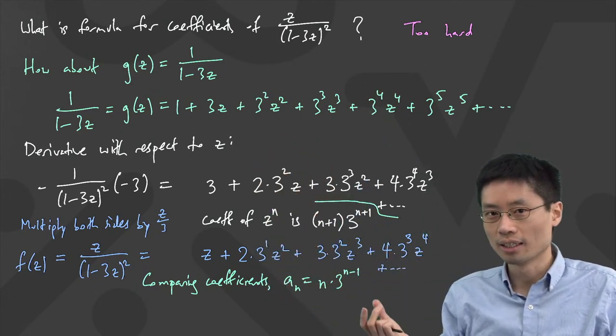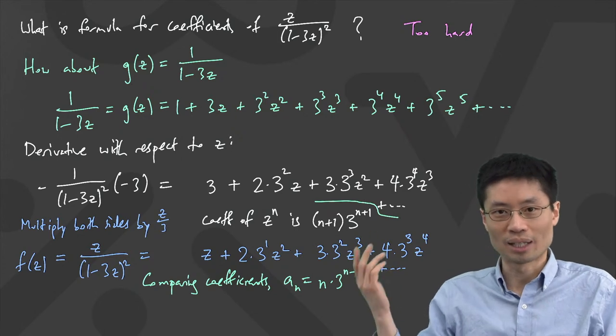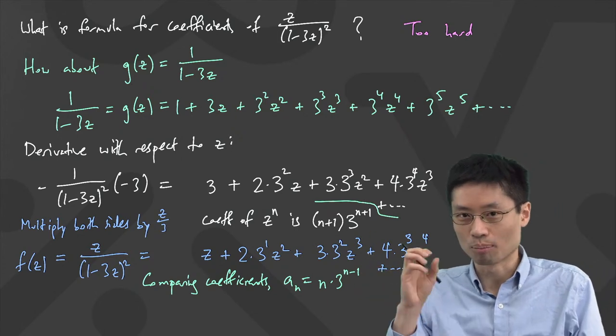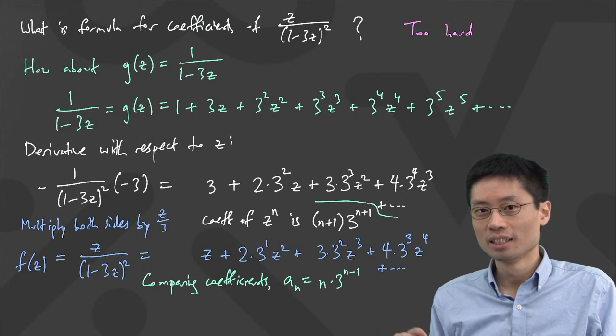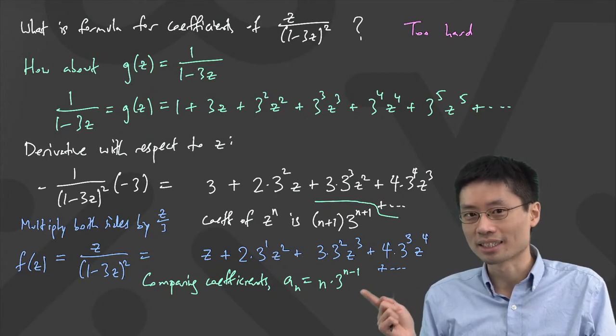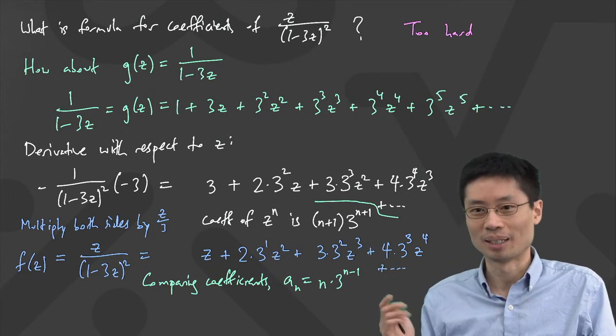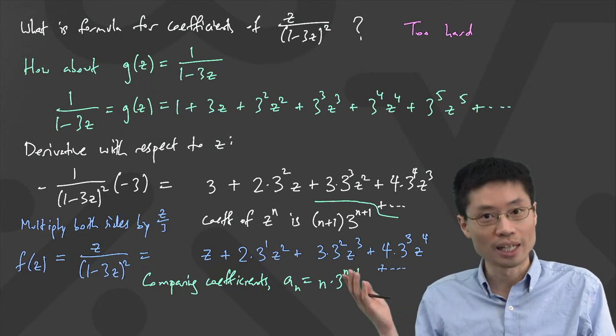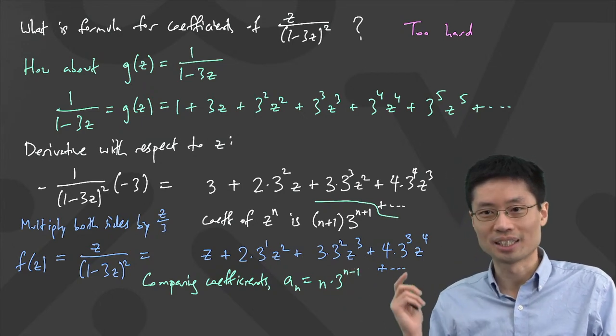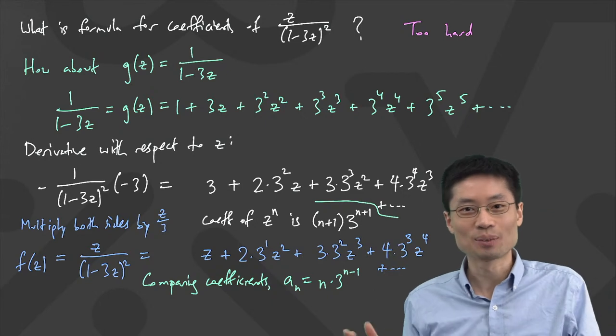It's not just a constant times 3 to the power n. The previous stuff we had was like blob times lambda to the n. Suddenly, this is not a blob because this has an n in it. It's n times 3 to the n minus 1, which you could also write as 1/3 n times 3 to the n. Okay, so that's what we saw today.